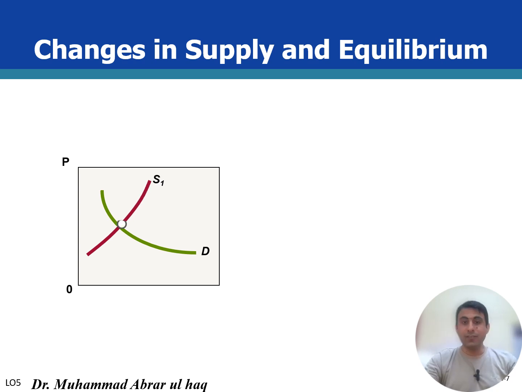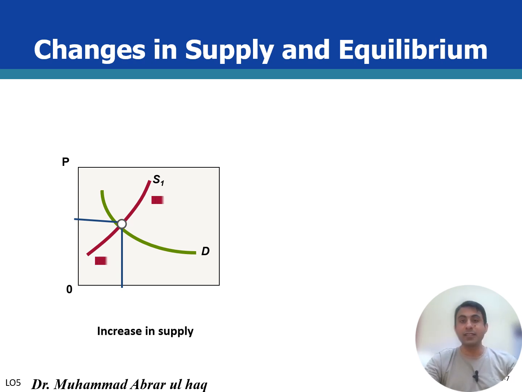On the other hand, if we look at the changes in supply and equilibrium, in economics, the change in supply has significant implications for market equilibrium, influencing both price and the quantity exchanged. Again, as we saw in the previous diagrams when the demand was changing and affecting the price and the equilibrium quantity, similarly, if the supply changes, it will also affect the prices and the equilibrium quantity.